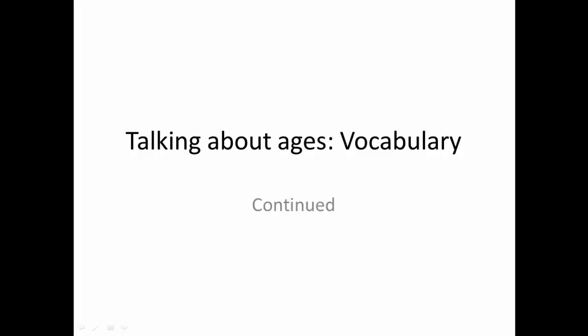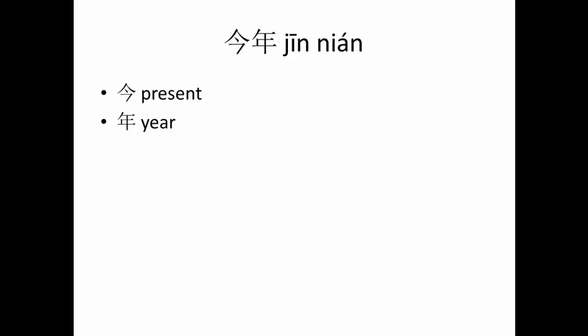So now that we've mastered numbers, we've started talking about ages. Today I'm going to show you some new vocabulary in the talking about ages unit. The first is the word jinnian. Jinnian means this year. Jin means present, nian means year.